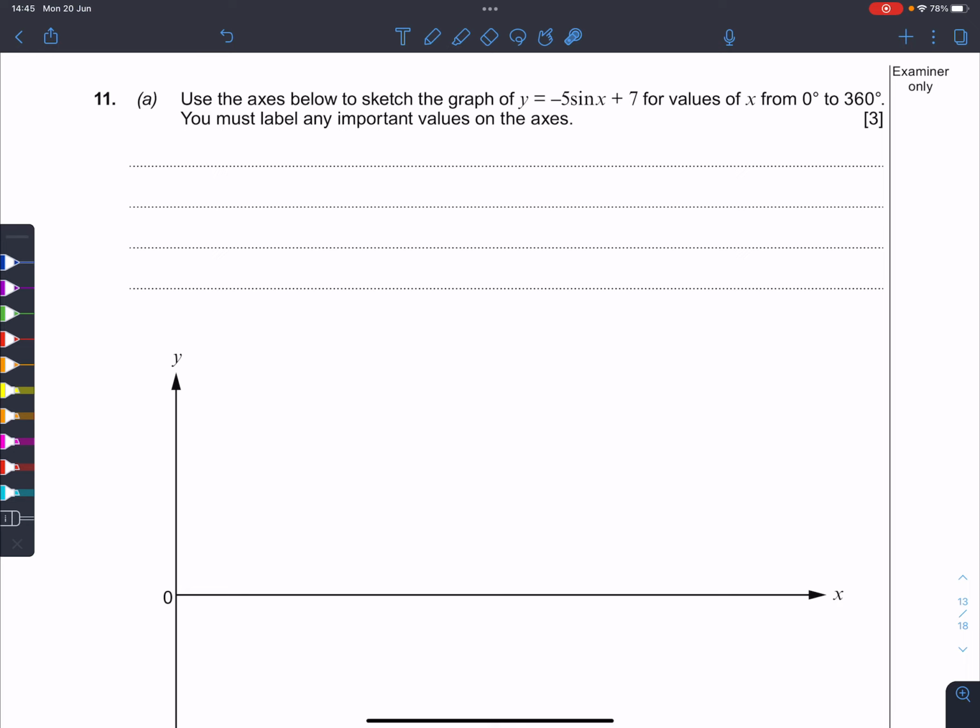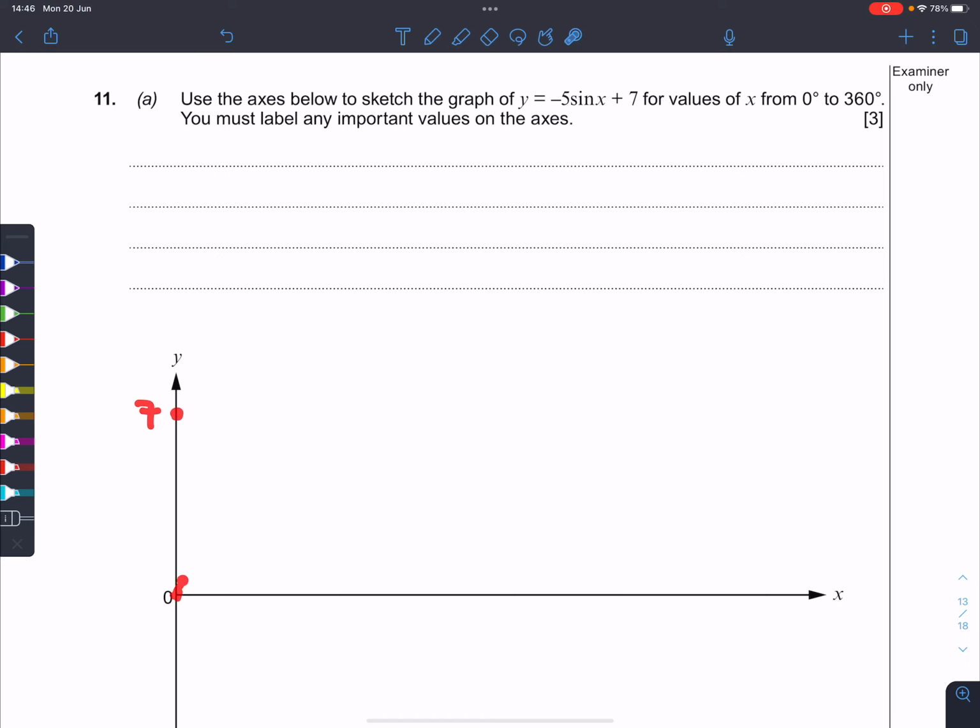So there's a couple of ways to do this. One of them is to know that when you have this -5 multiplying by the sine x, it'll multiply all the y values by -5. And then the plus 7 means they're all going to go up by 7. So the 0 that starts there, it will be multiplied by -5 is 0. Add 7 is going to be 7.